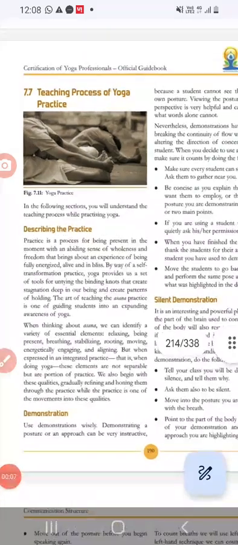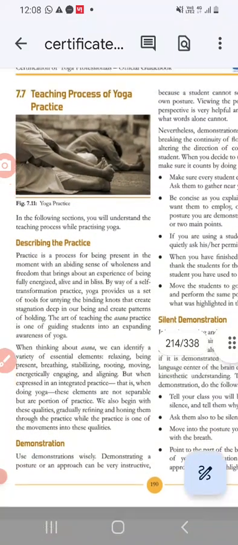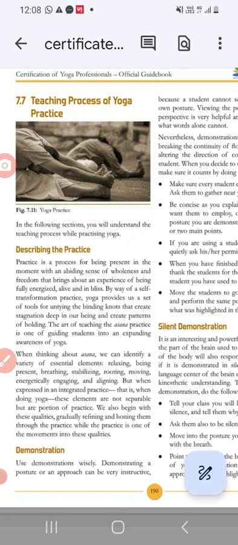Okay, so we are starting with the next module, 7.7, teaching process of yoga practice. In the last module we learnt about the yoga course schedule. Now we will learn something about the teaching process of yoga practice. In this we will understand how to start with the yoga practice.